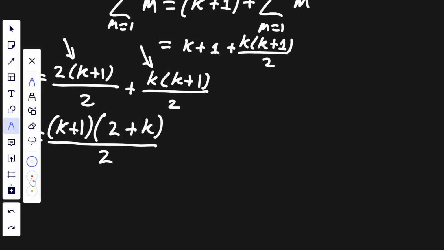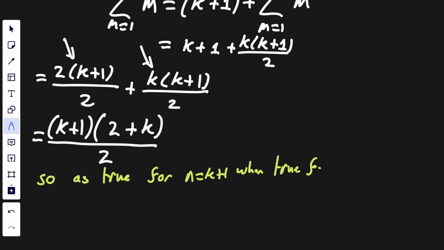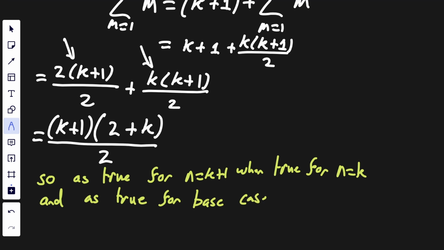Now in the first video, we didn't actually see the final step. It's not really a step because it's every single time you do a question, you're going to put the same exact statement. It's never really going to change apart from one or two examples. It'll just be a number that will change. So to end off, we say, so as true for n equals k plus 1, when true for n equals k, and as true for base case. In this case, our base case was n equals 1.